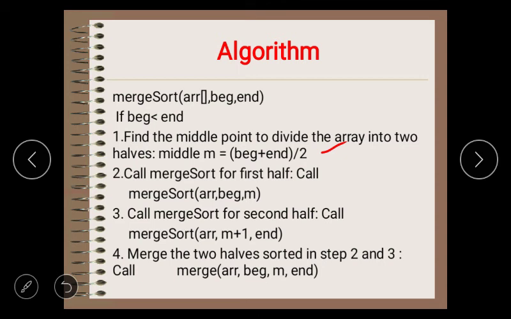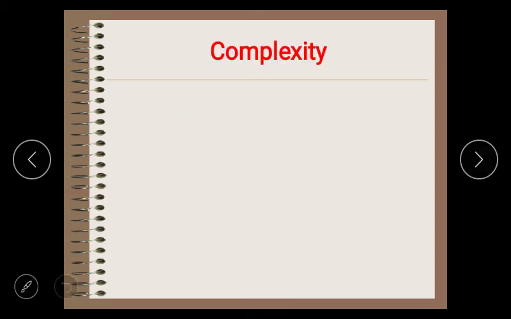Next we need to sort the first half. To sort the first half, we call merge sort of array name, beg, m. To sort the second half we call merge sort of array, m + 1, n. Then we merge the two halves sorted in step 2 and step 3 by calling merge of array, beg, m, n. This is the algorithm. It has the complexity of order of n log n.